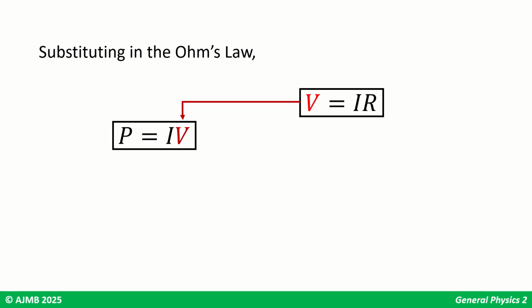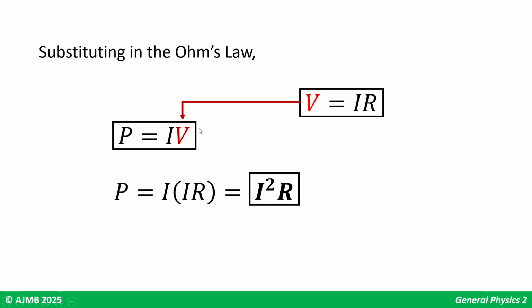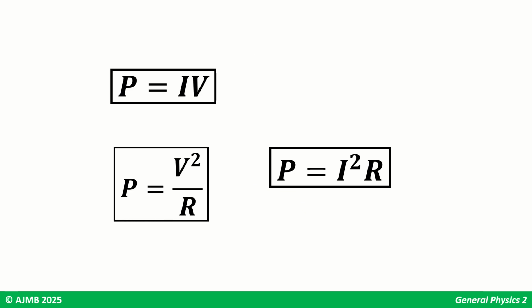But then again, we have another formula for Ohm's law. V is equal to IR. If we substitute that for the V here, what we get is I times R. Since we have two I's, we can put them together, I squared times R. And that is your third formula for power. So here are your three formulas for computing power consumption.